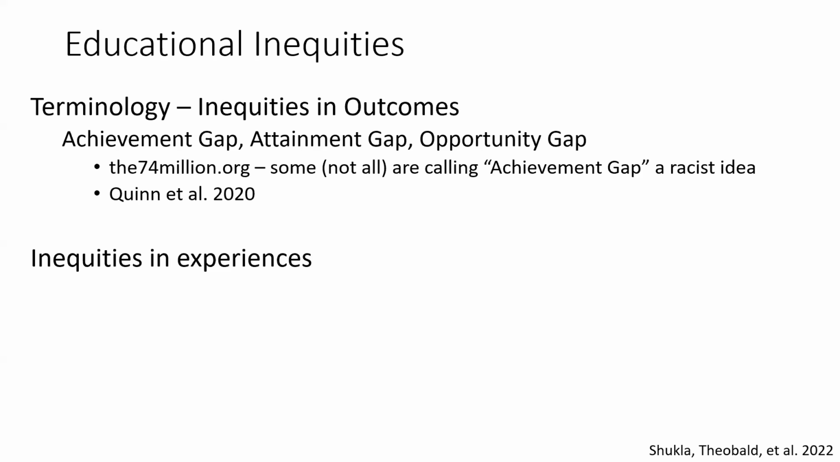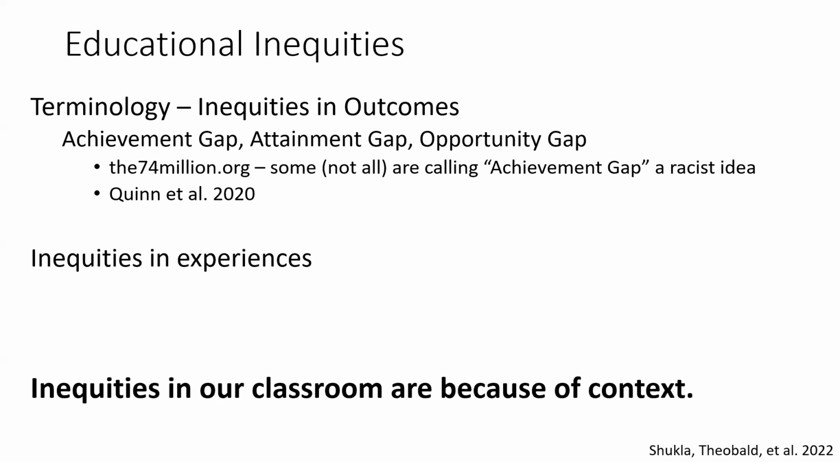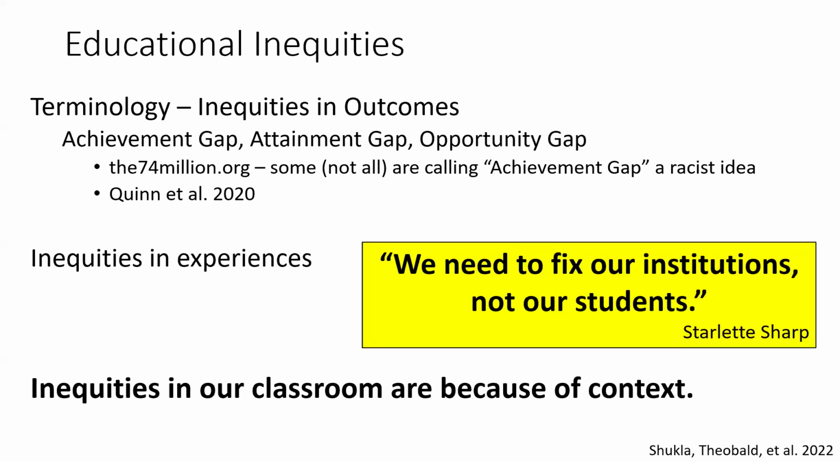For me, I'll use inequity. It's a really good question, and for sure a work in progress. And it's a nice next point I was going to make too: no matter what we call what we're about to look at, it's really important to remember that the inequities we observe in our classrooms are because of the context, not because of our students, right? Said another way, we need to fix our institutions, not our students. Something isn't wrong with the students in our classroom. Something is wrong with our classrooms.